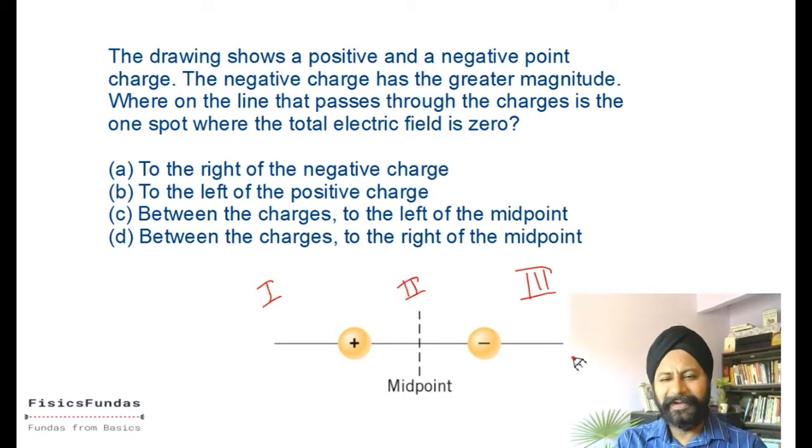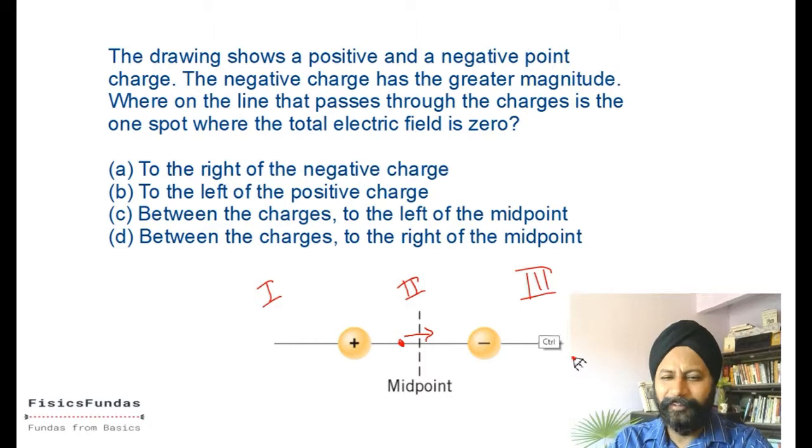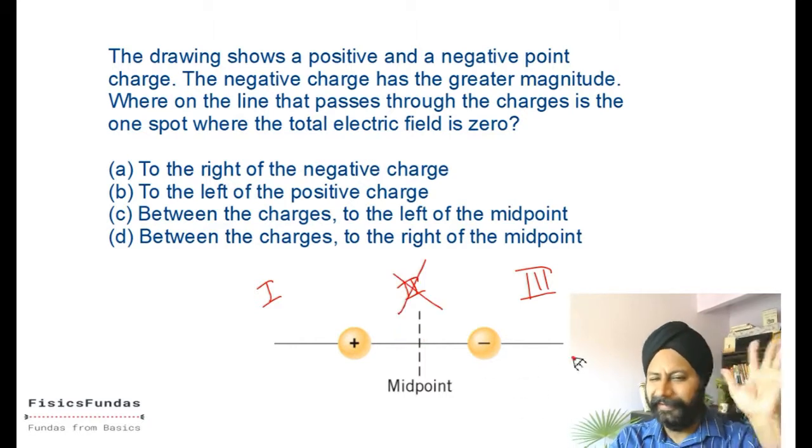अब जोन नंबर 2 में take any point randomly. Electric field because of positive charge will be in this direction. Electric field because of negative will also be in the same direction. तो how can they be zero? They cannot cancel out. तो ये rule out हो गया, यहाँ पे हो ही नहीं सकता, possible ही नहीं.